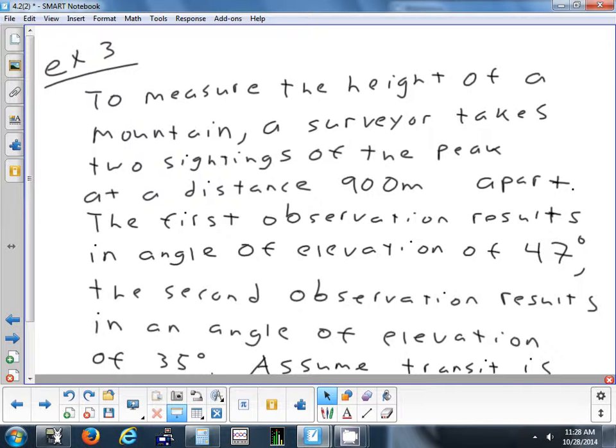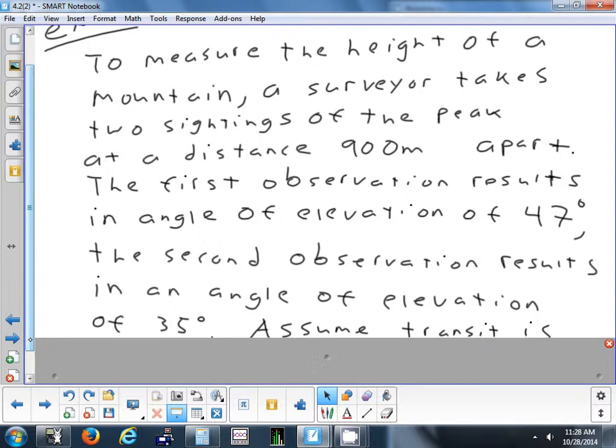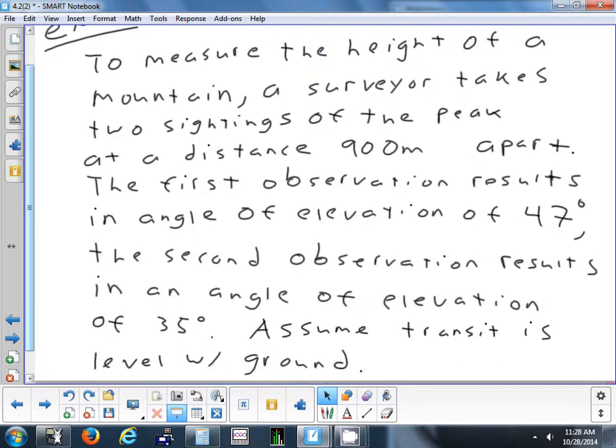One thing we're going to assume here is that the transit is on the ground, level with the ground. Normally a transit isn't. A transit is on a tripod and it's maybe 4 or 5 feet above the ground. But since we're measuring the height of a mountain, for our purposes, if we're off by 4 feet, that's okay.